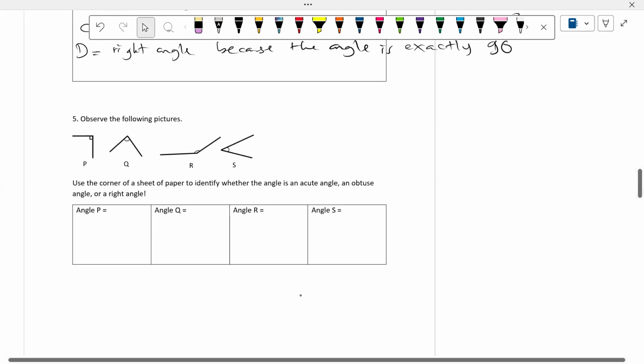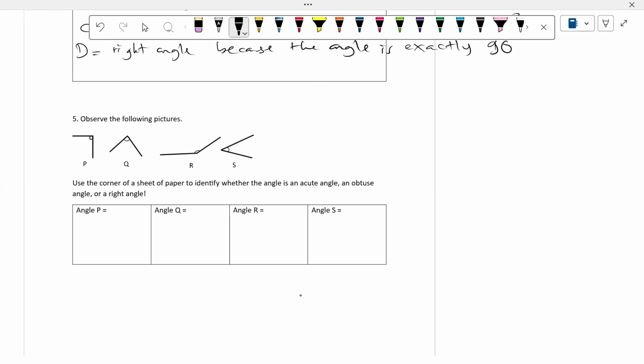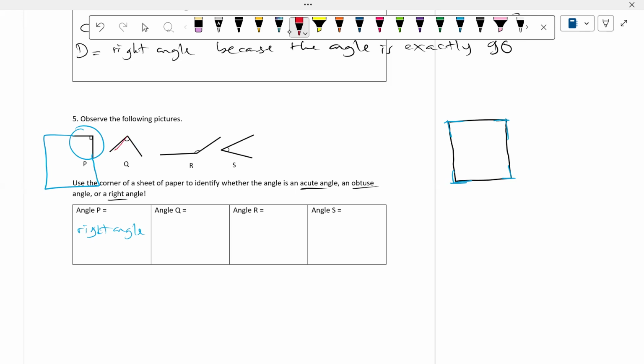Okay, so number 5. Use the corner of a sheet of paper to identify whether the angle is acute, obtuse, or a right angle. Look, the corner of the paper is equal to a right angle. If, for example, we put the paper here at the corner, look, it's exactly like the corner. It means that it is a right angle.